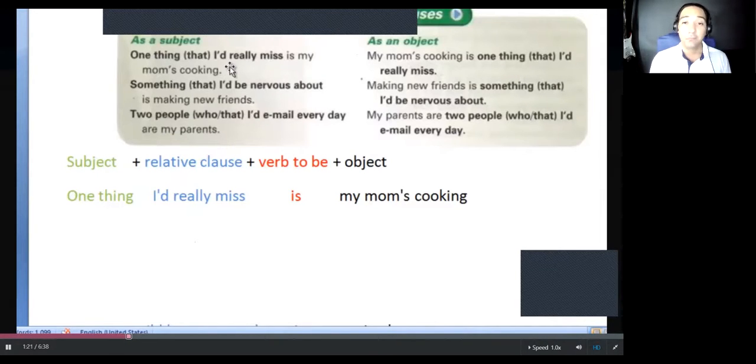By the way, it's important to mention, and I think I did not mention this in our previous lesson, that what you see in parentheses is optional. That means that you can either use it or, you know, exclude it from your sentence. So one thing that I really miss is my mom's cooking, that's correct. But also if you just say one thing I really miss is my mom's cooking, either one of those two sentences is correct.